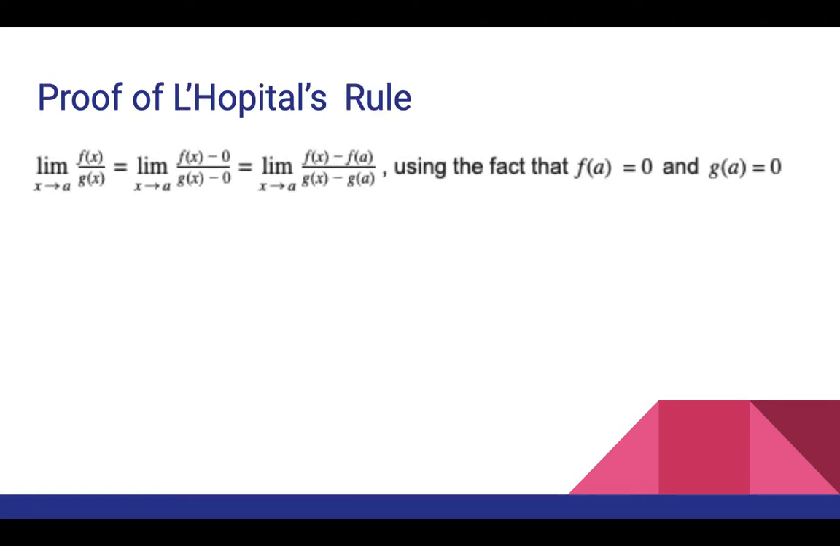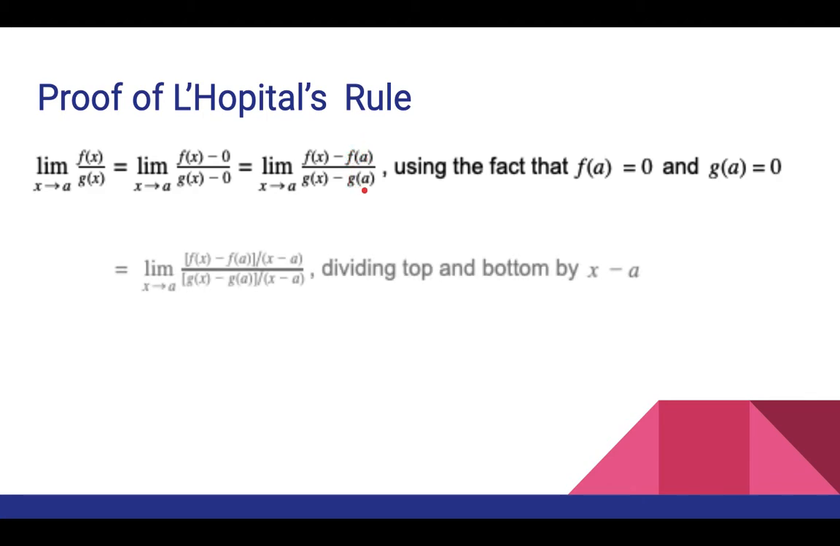So here's just a brief proof if you are interested. We can rewrite the limit as x approaches a of f of x divided by g of x as the limit as x approaches a of f of x minus 0 divided by g of x minus 0. But if we recall from our prompt, f of a equals 0 and g of a equals 0, so we can replace the zeros right here with f of a and g of a. Now we do a little bit of manipulation where we divide the numerator of our limit by x minus a, and we divide the bottom of our limit by x minus a. This is perfectly fine because the x minus a's will cancel out anyway, leaving us with our original limit in the first place.